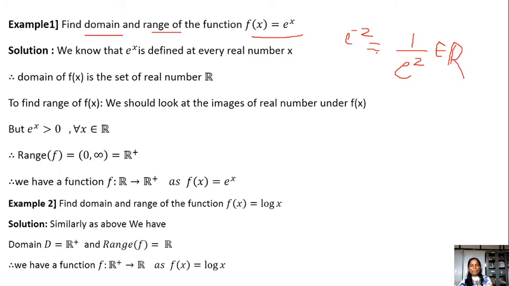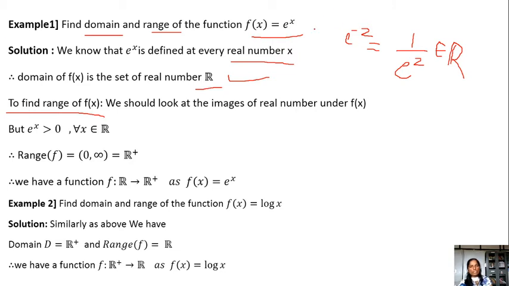If you want, you can put e equal to 2.71, make it squares and take its reciprocal. So we know that e raised to x is defined at every real number x, and therefore the domain of f of x is the set of real numbers. Means, to find the domain, you have to identify for which values of x f of x is defined. In this case, for every real number e raised to x exists, and therefore the set of real numbers is the domain of the given function. Now let us see how to find the range of the given function.